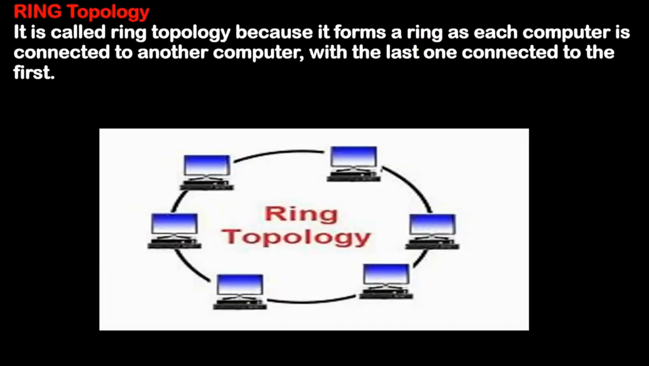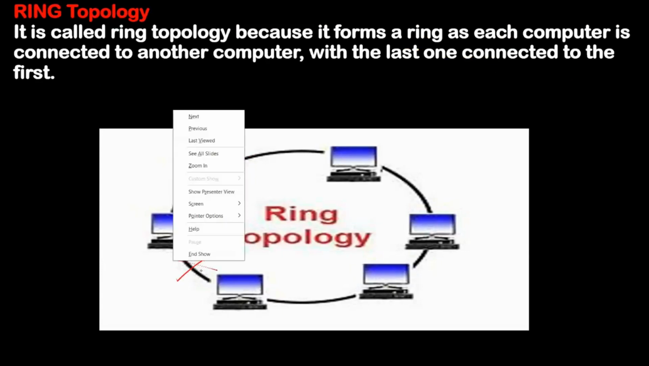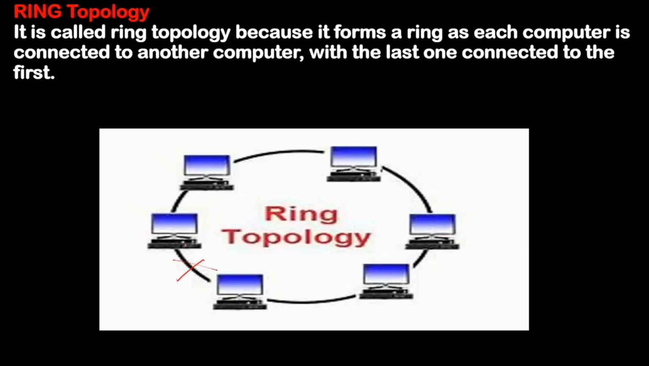After that, next is ring topology. If you see this, it is known as ring topology because it's formed like a ring, and each computer is connected to another computer with the last one connected to the first. And if you compare with the bus, suppose I cut this cable from here. Now this is a bus topology, right? This is the first, and all the PCs are connected with a single cable. But if you connect the first one with the last one, then it's a ring topology.